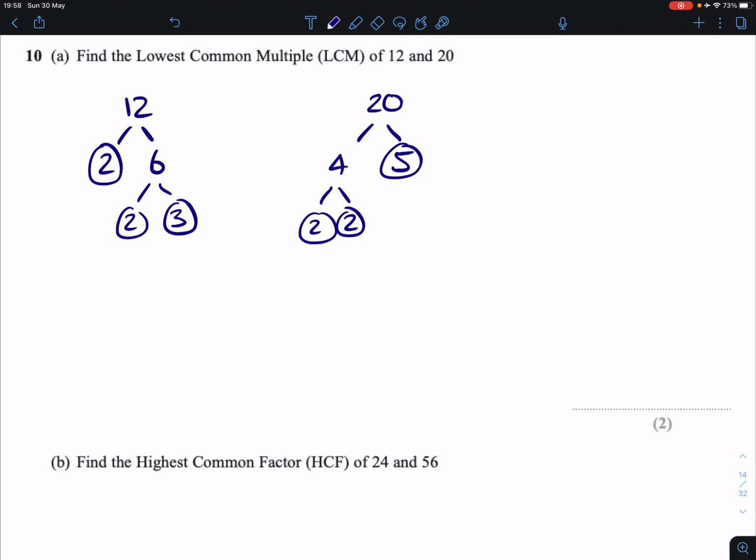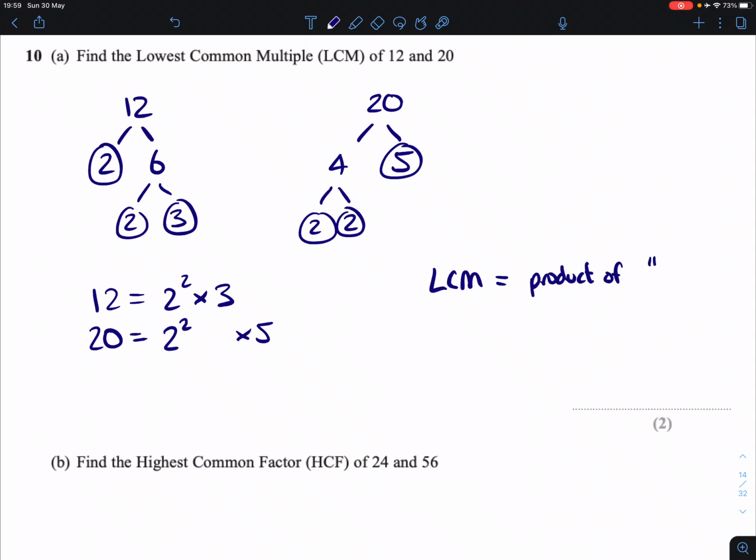2 is prime. 12 is the same as 2 times 2 times 3, or 2 squared times 3. 20 is the same as 2 times 2 times 5, or 2 squared times 5. The reason why I write the 3 and the 5 separate is we're going to look at these in terms of columns. Our lowest common multiple is basically the product of what wins.